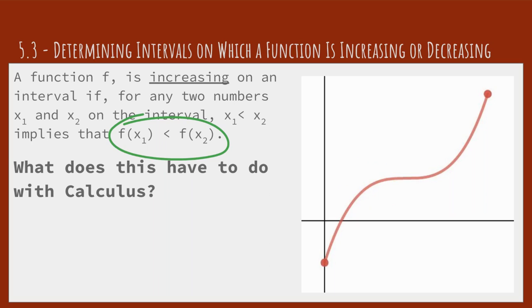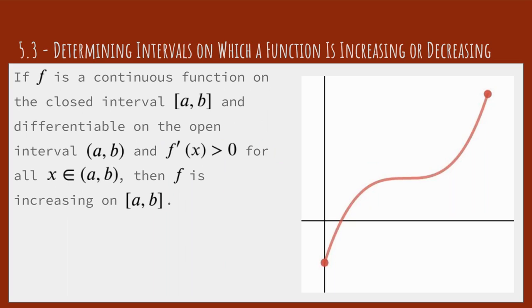So rather than trying to just pick points and plug them into the function and see if the point to the right is bigger than the point to the left and doing that a bunch of times, we can just take derivatives, and anywhere that the derivative is positive, we're going to get an increasing function.